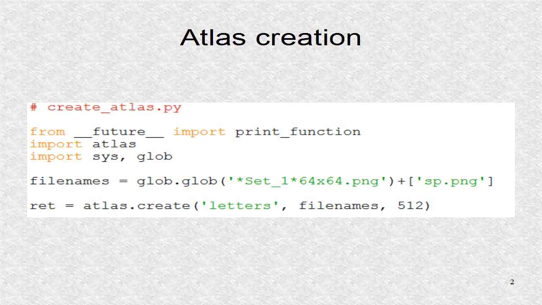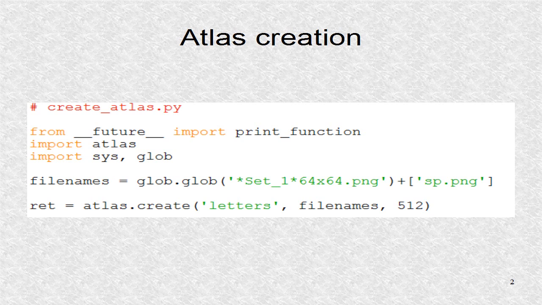2. This is the first half of the program to create the atlas, and the most important. The glob module is used, which calls other modules. In the glob.glob, we write the file names it should search for. These correspond to the 26 letters of size 64 by 64 in set 1. Besides the letters, the space character is inserted.